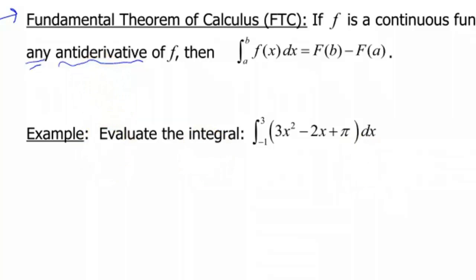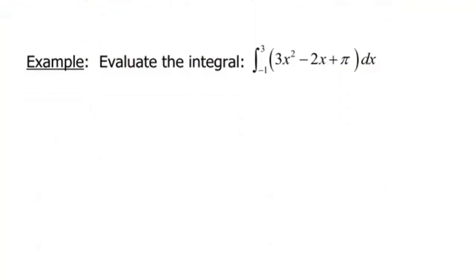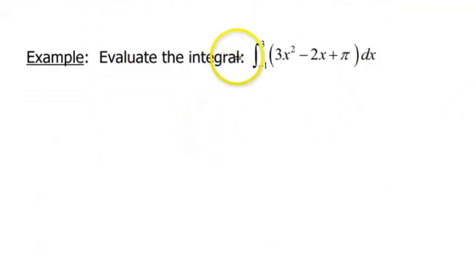All right, my first example here today says evaluate the integral from -1 to 3 of 3x squared minus 2x plus pi, and all of this is going to be done dx. So remember, that just means we are integrating with respect to x. So x is going to be our variable. We know f is a continuous function because it's a polynomial, so we don't have to worry about anything going funky there. So now we just need to find our antiderivative.